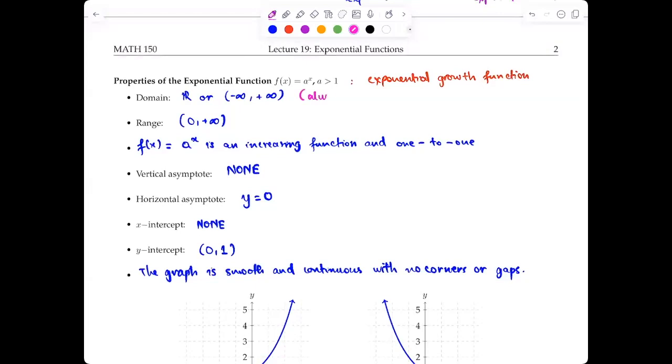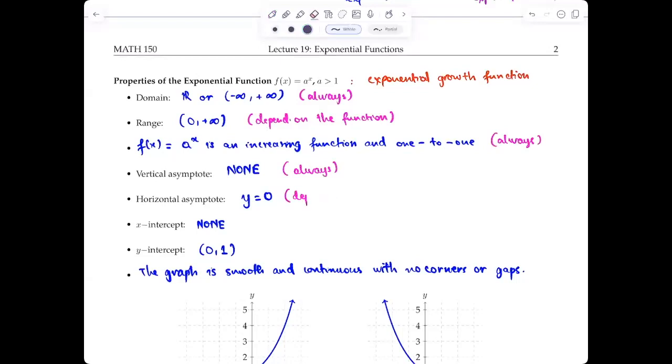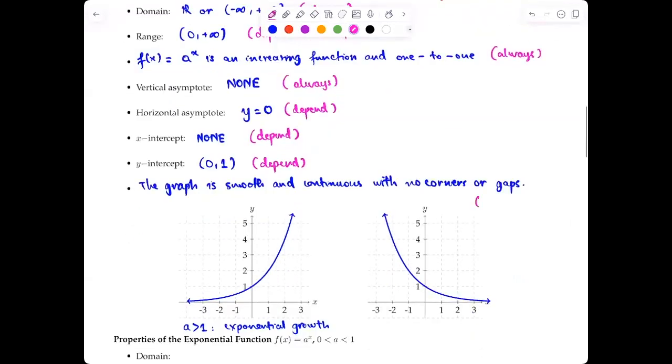So always, one depends. This one is always, this one always. This one depends, depends, and this is always.